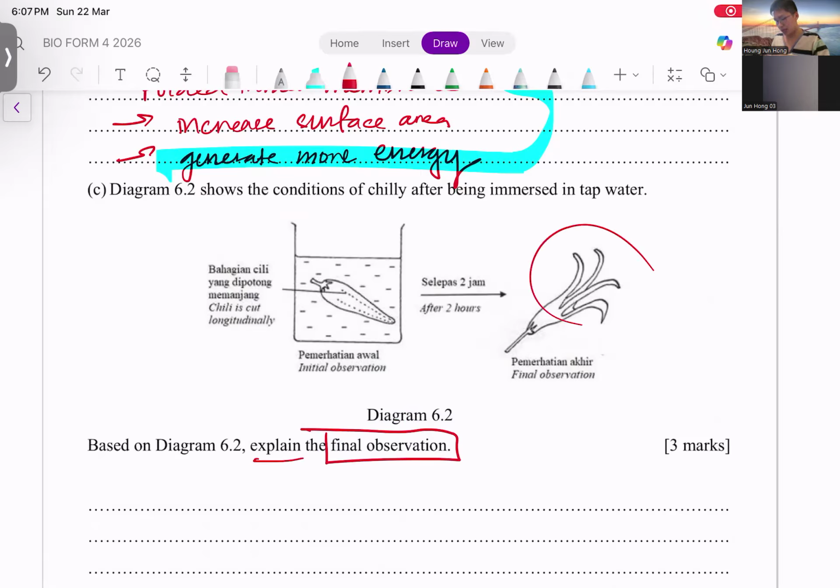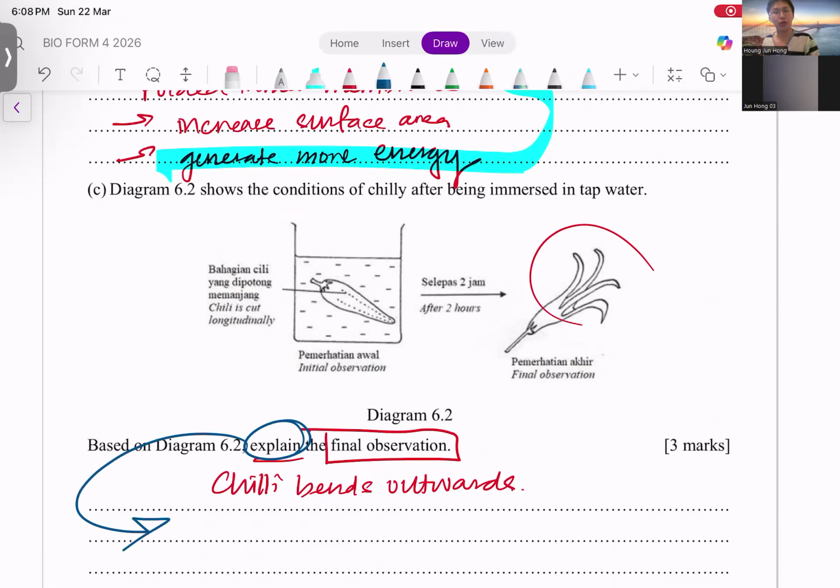Well, we see here, it curves upward, right? The chili bends upward. So you start with that. Start with what the question has been showing you. Like just now in question 5, we started off with the water decrease, increase. Start with something simple. Start with what you see, then only continue with the explanation, which is what you learned.